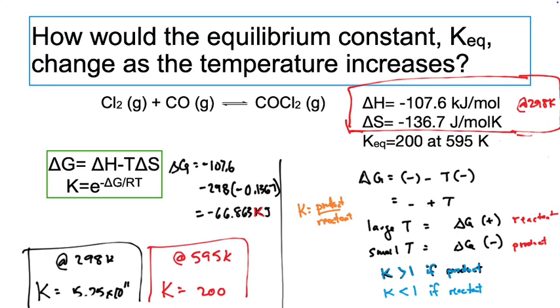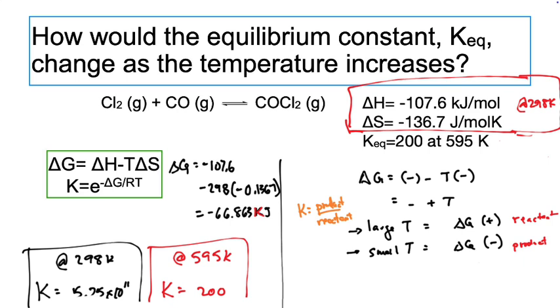So K will be larger than 1 if product favored. K will be smaller than 1 if reactant favored. As I increase temperature, I'm going from my reactant, if I increase temperature, I flipped the words. That didn't work at all. So let's erase that, because I want to maintain the pattern that I've got to help clarify this.